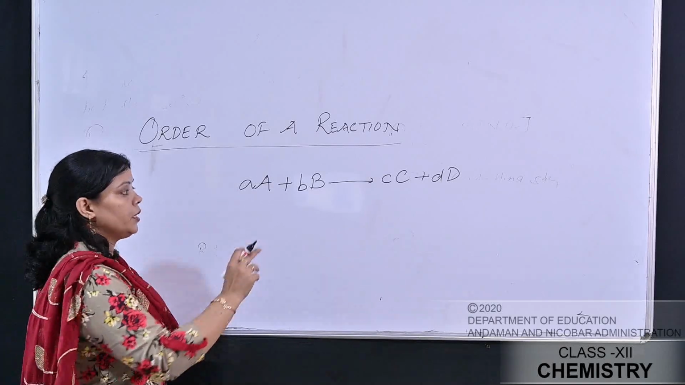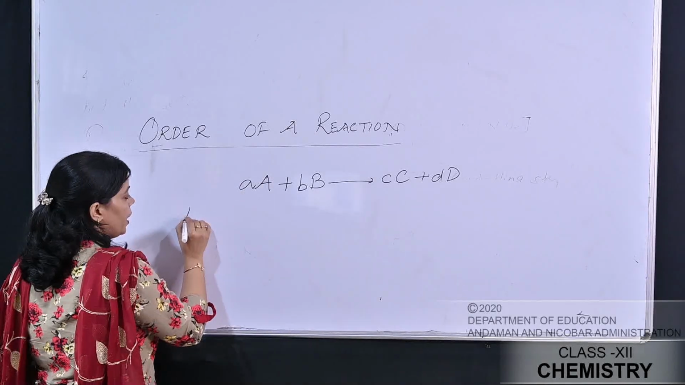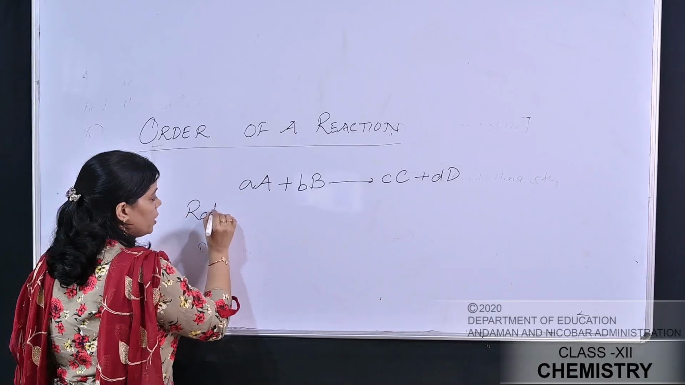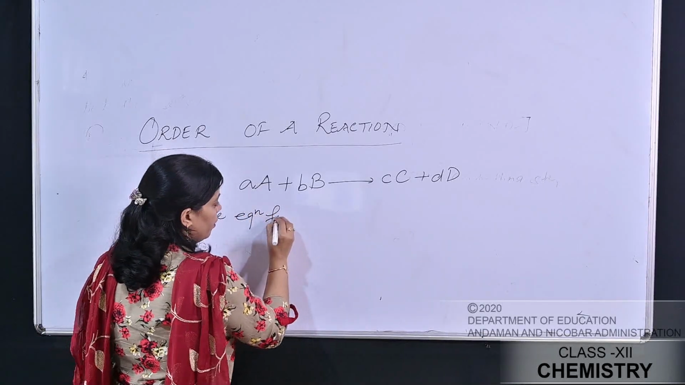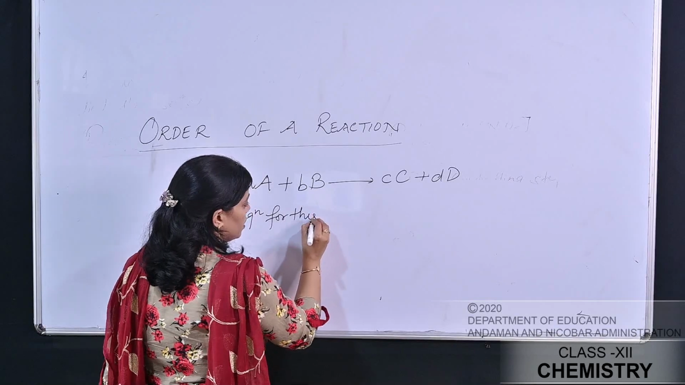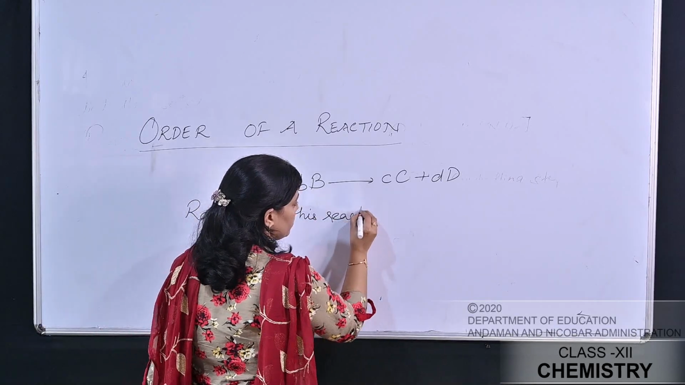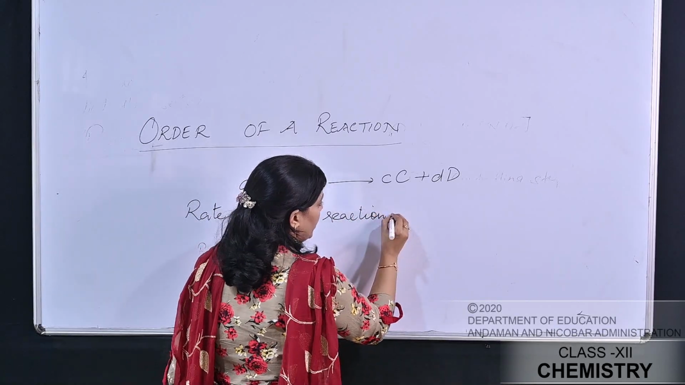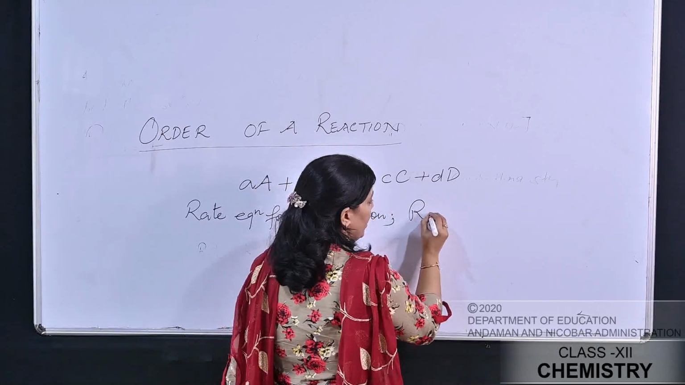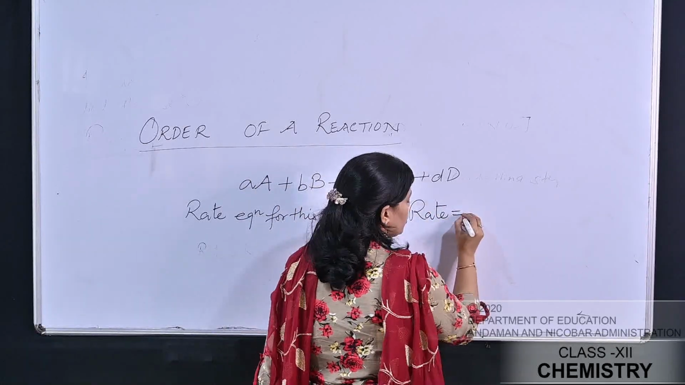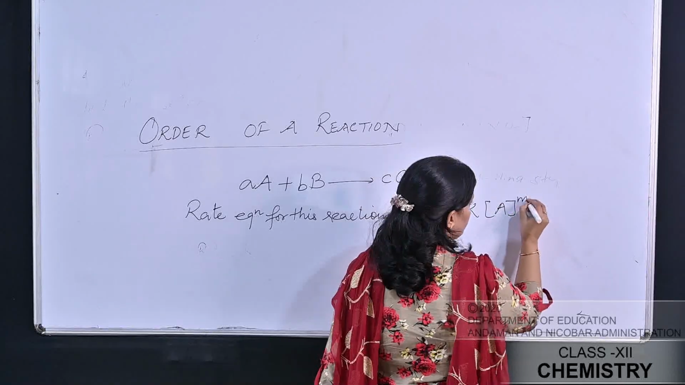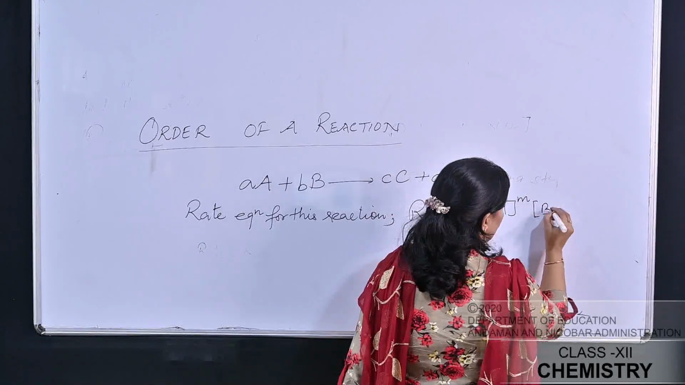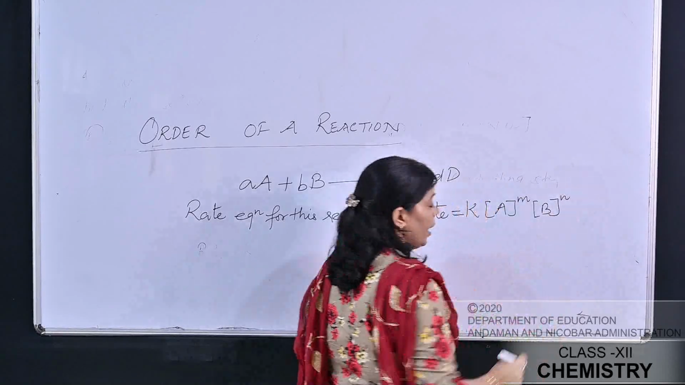After the experimental studies, it is found that the rate equation for this reaction can be written as: the rate is equal to the rate constant, concentration of A raised to power m, and the concentration of B raised to power n.